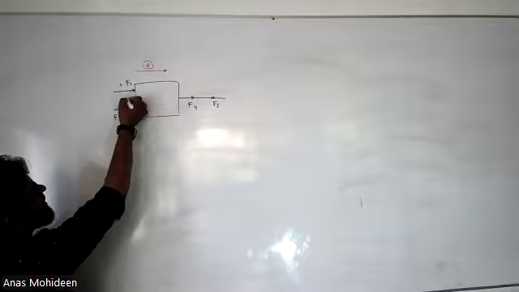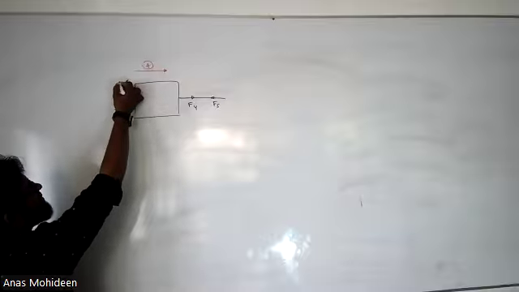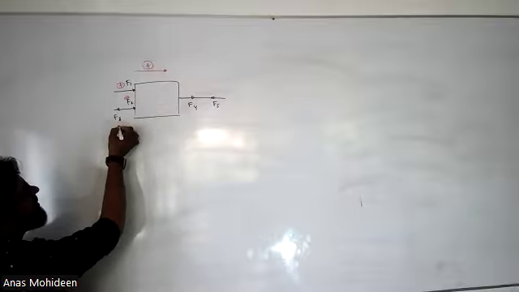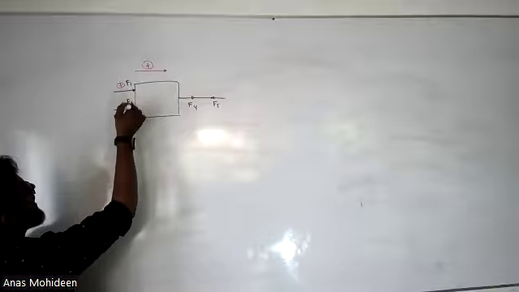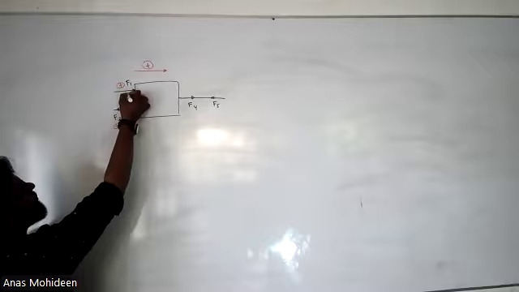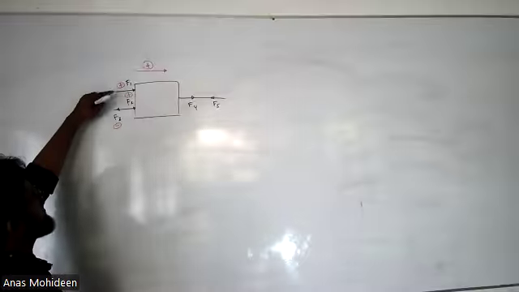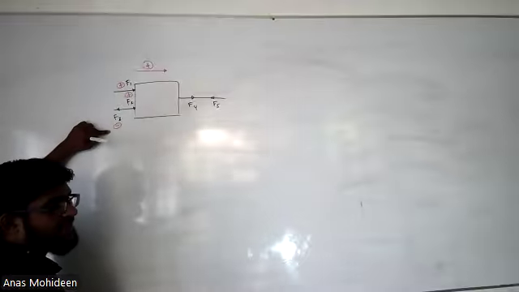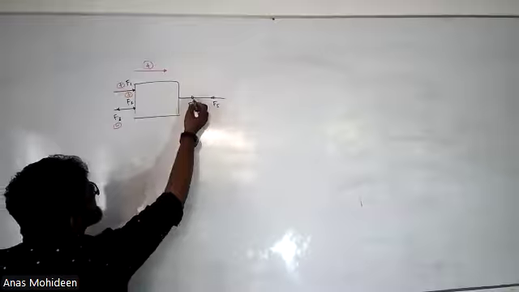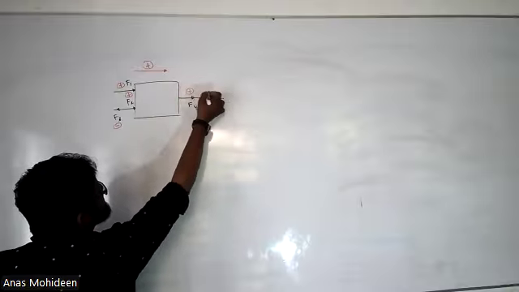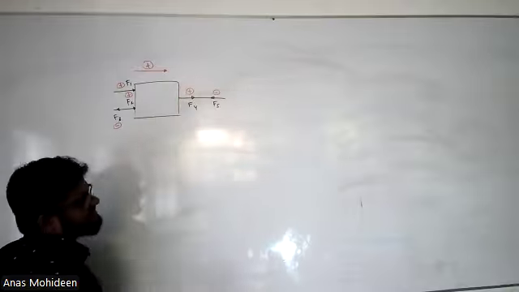F2 should be minus. F3 should be, sorry, F3 should be minus. F1, F2 should be plus. F3 should be minus. And then F4 should be plus. F5 should be minus. Correct?